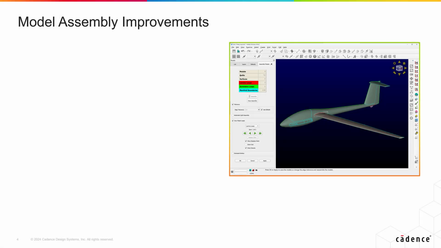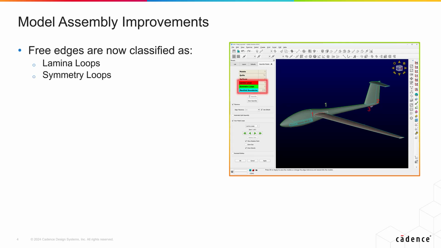All of the updates to model assembly are intended to assist you in diagnosing issues that prevent your models from closing. First, the table at the top of this panel looks a little bit different. We are now differentiating between symmetry and lamina edges, and are also now reporting the total number of closed loops instead of the number of boundaries. As you can see in this example, Fidelity Pointwise detected one symmetry loop, which was expected since this is a half symmetry model, and 3 lamina loops.